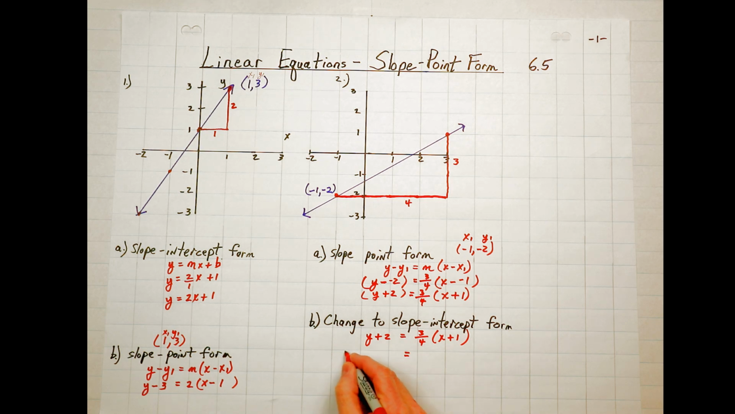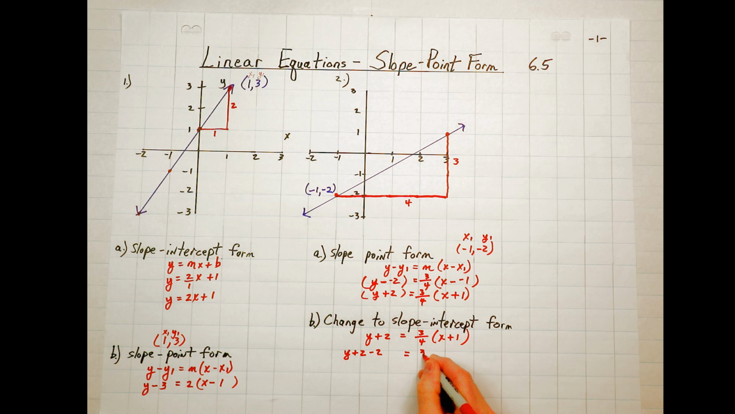So the way we did that before was y plus 2, opposite operation, remember? Y plus 2 minus 2 equals 3 over 4 x plus 1 minus 2. What happens to the plus 2 minus 2 on the left side? They cancel out. So we get y equals 3/4 times x plus 1 minus 2.